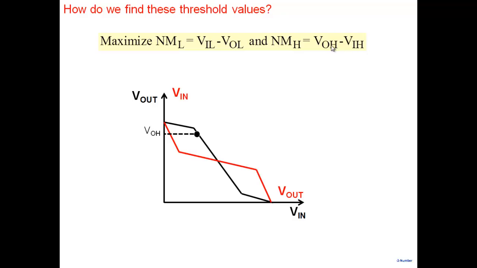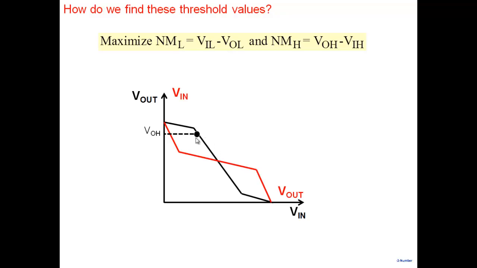Because once you choose VOH, it defines VIL. Once you choose VOL, it defines VIH. You don't have a choice there. You have a choice only in terms of what is VOH and what is VOL. That's it. The other things get decided by the VTC, voltage transfer characteristic.